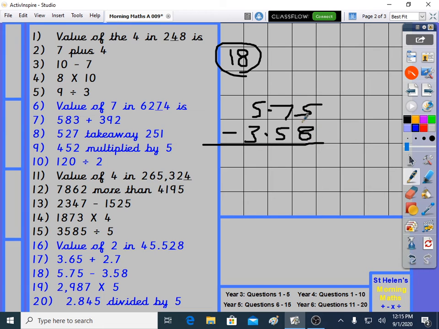5 take away 8, can't do it. Get some help. The 7 goes down to a 6, we get the 1. 15 take away 8 is 7, isn't it? 6 take away 5 is 1. And 5 take away 3 is 2. 5 and a bit take away 3 and a bit is 2 and a bit. That definitely makes sense. That was question 18.